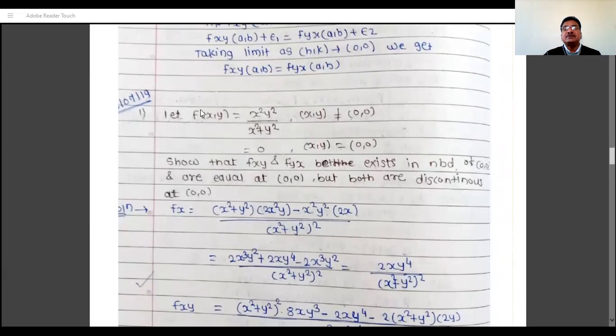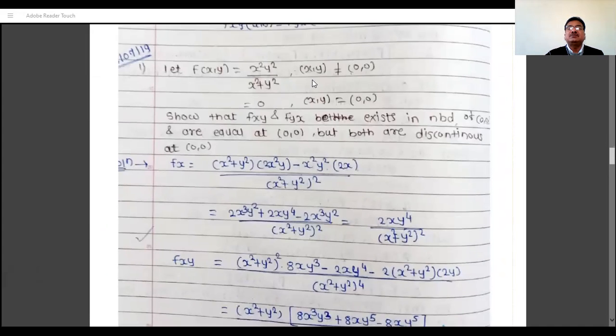So the next problem is of the same type. The f of xy is this: x square into y square divided by x square plus y square, if xy is not equal to 0, then it is 0, if xy is equal to 0, 0. Show that fxy and fyx both exist in the neighborhood of 0, 0. That is, fxy 0, 0 and fyx 0, 0 both exist and are equal at 0, 0, but both are discontinuous at 0, 0.